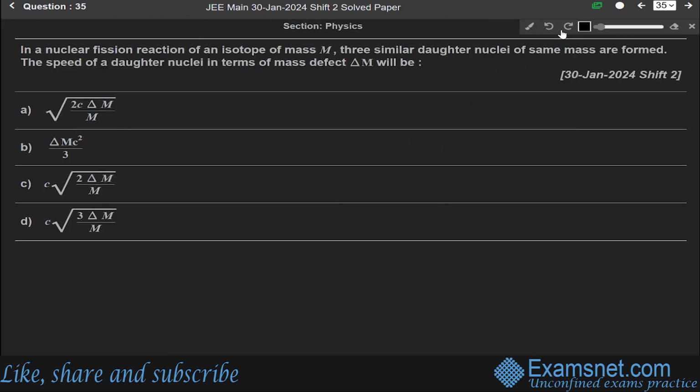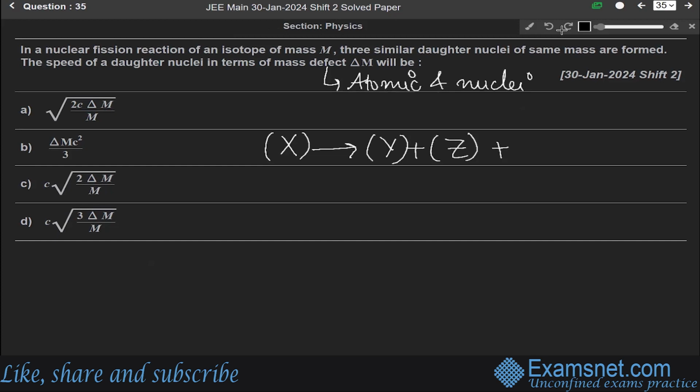Now next question. Question 35. In a nuclear fission reaction of an isotope of mass M, three similar daughter nuclei of the same mass are formed. The speed of a daughter nucleus in terms of mass defect delta m is. This question is from the chapter of atoms and nuclei. According to this question, in a nuclear fission reaction, an isotope, let us say the isotope is X, is converting into three daughter elements, Y plus Z plus P.